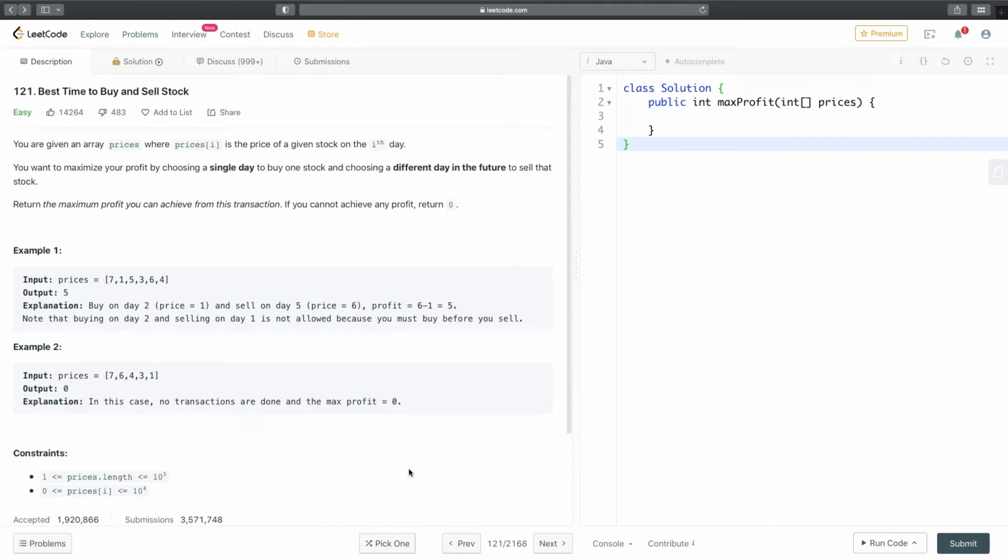Hello everyone, today we are going to look at another LeetCode problem called best time to buy and sell stocks. Let us look at the problem definition.